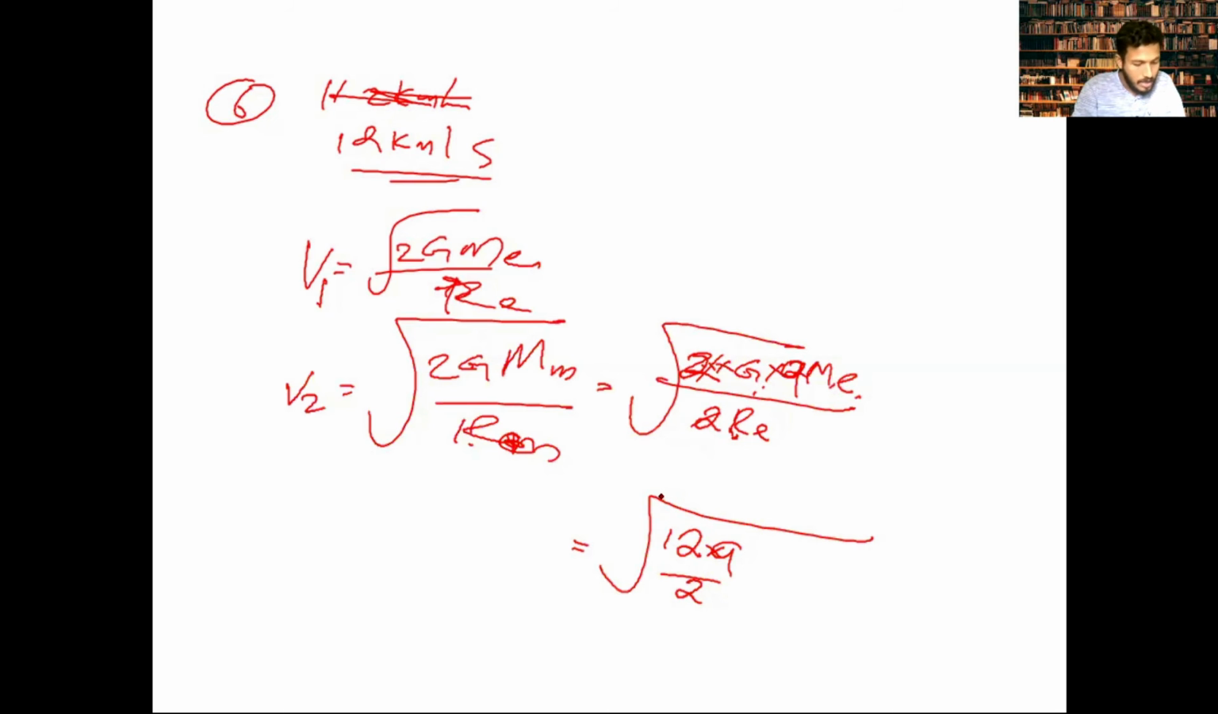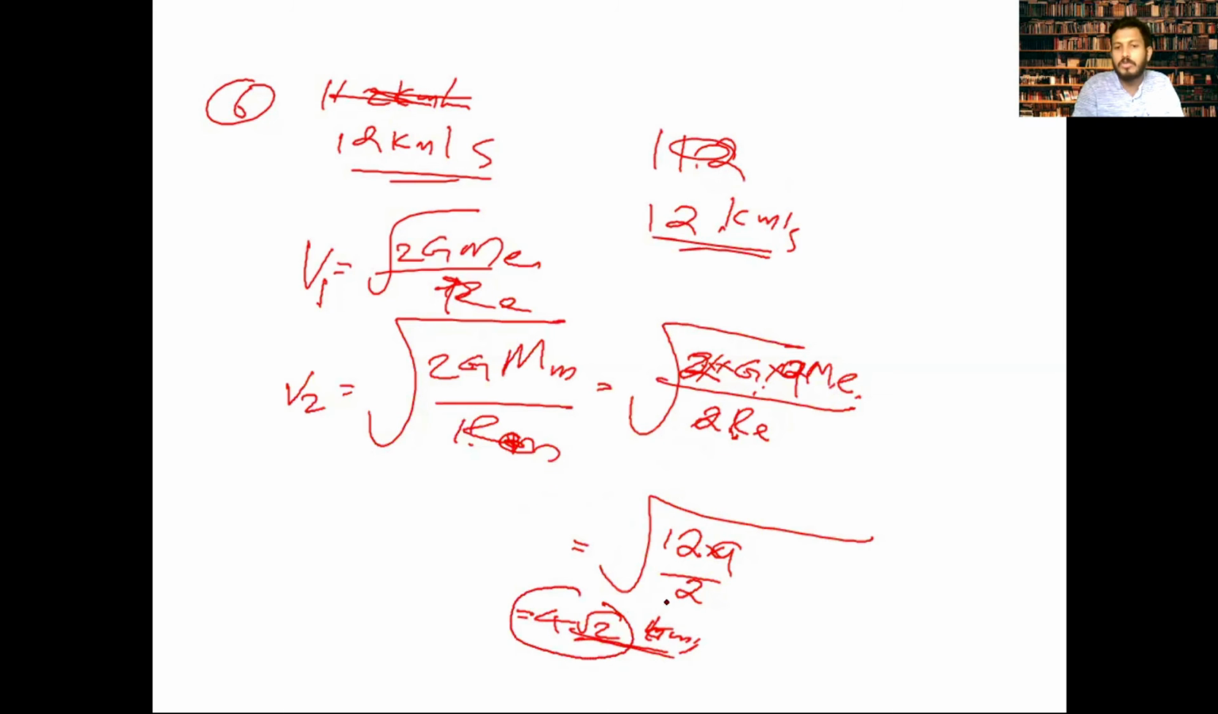That is calculating. We get 4 root 2. 4 root 2 kilometer per second. Okay. Escape velocity at Earth is 11.2 actually, but here 12 kilometer per second is given, but at Mars it is 4 root 2 kilometer per second. That is the concept. Okay.